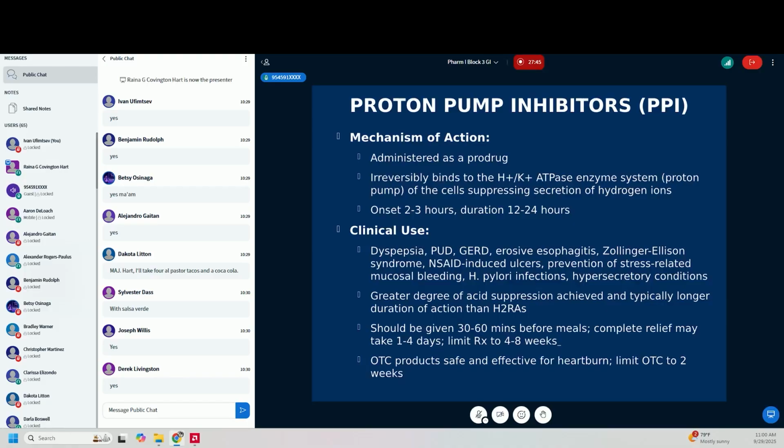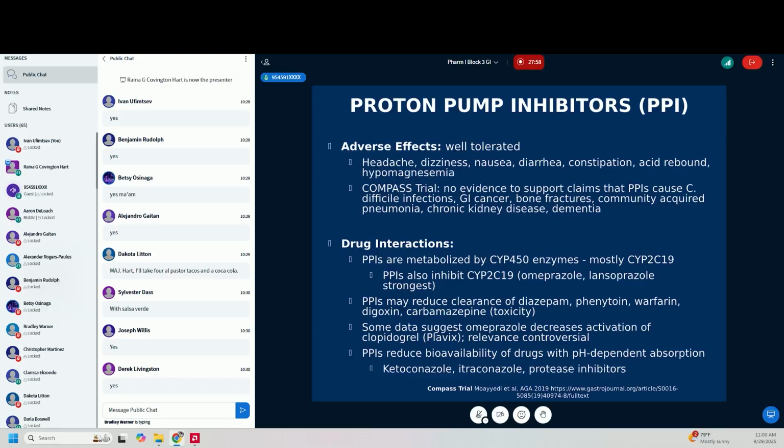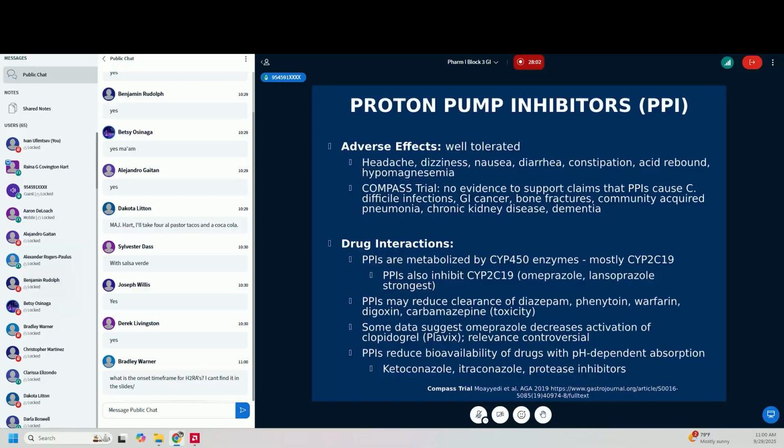And then, again, we have several different options in trying to limit that OTC use to the 2 weeks like we just talked about with our H2RAs. All right. Well-tolerated medication, which is why a lot of people love them. Very basic things. So just make sure that you're understanding that the two that are kind of weird here are your acid rebound and your hypomagnesemia.